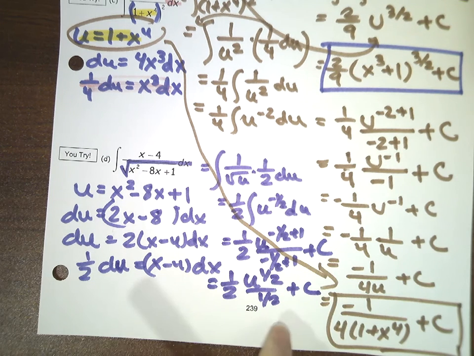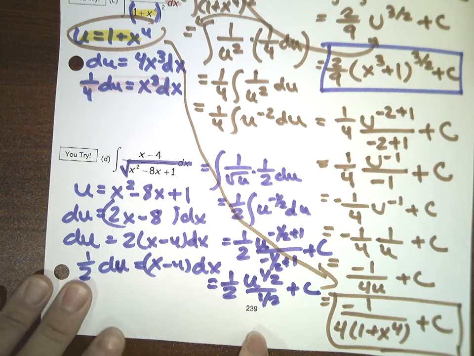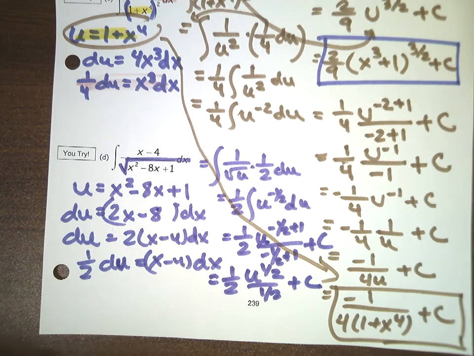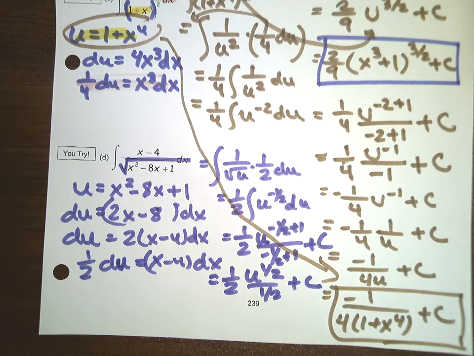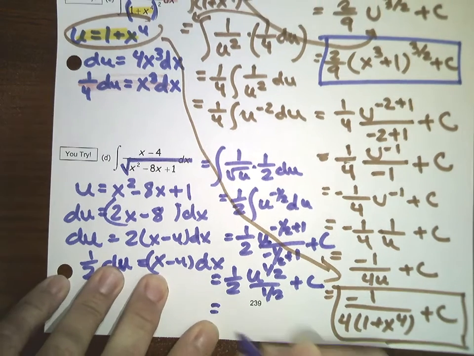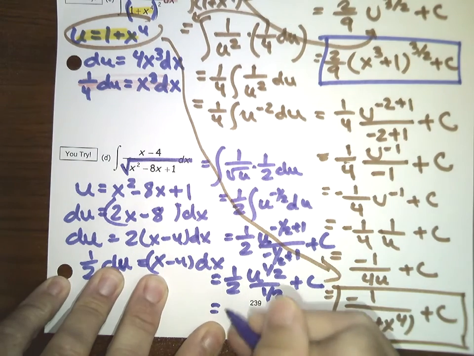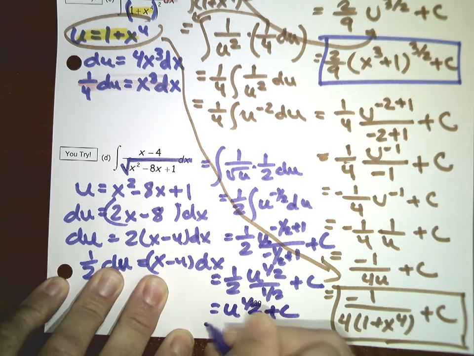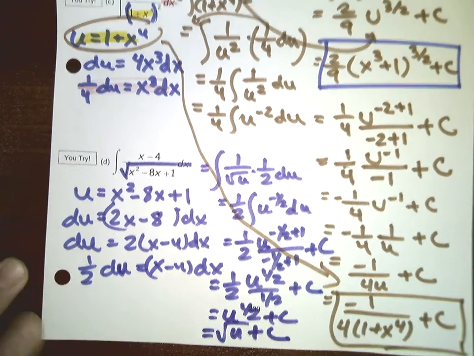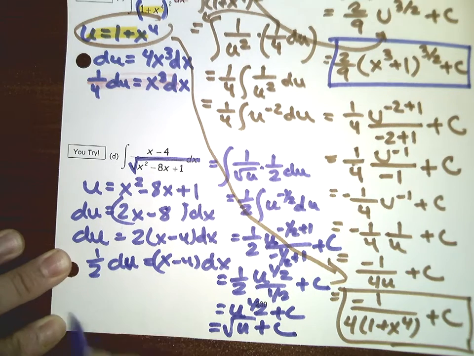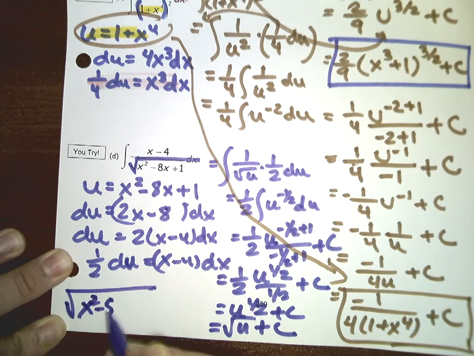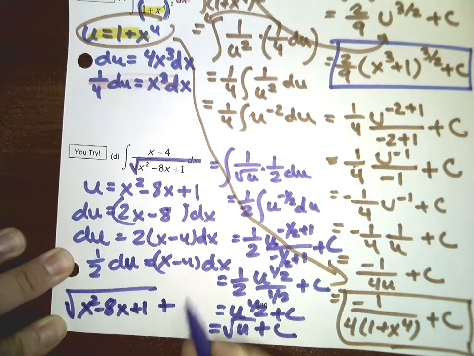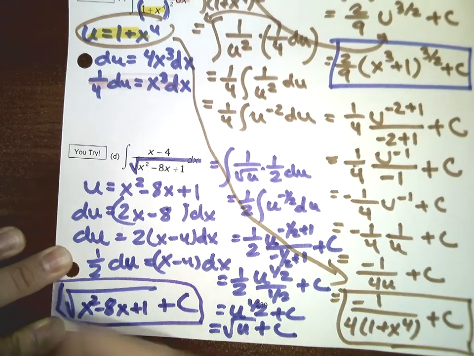And then 1/2 divided by a half, I think you can figure out what is going on here. That's just going to be the 1. So this is just u to the 1/2 plus c, or square root of u plus c. And if you substitute in the u, it's square root of x squared minus 8x plus 1 plus c. All right, so there you go.